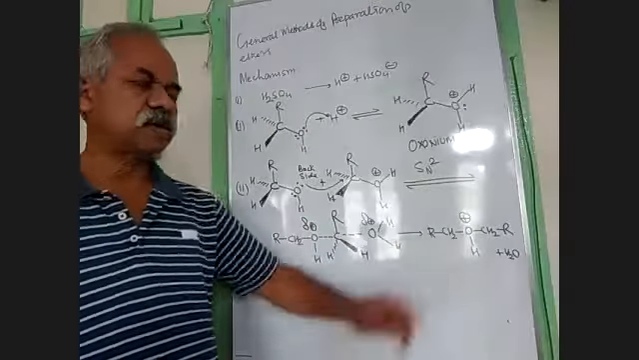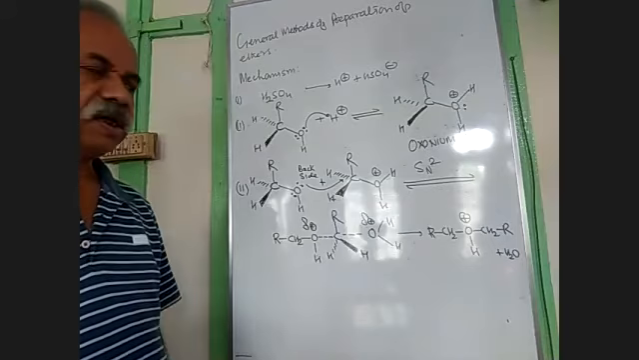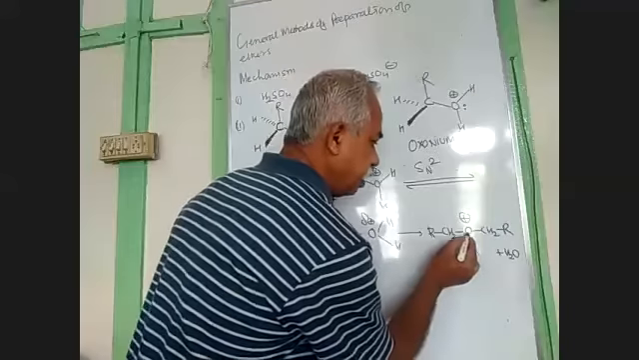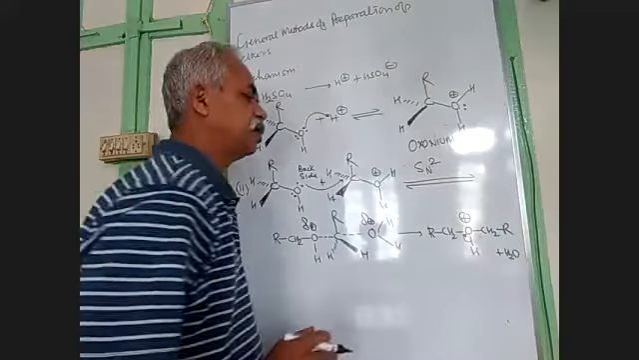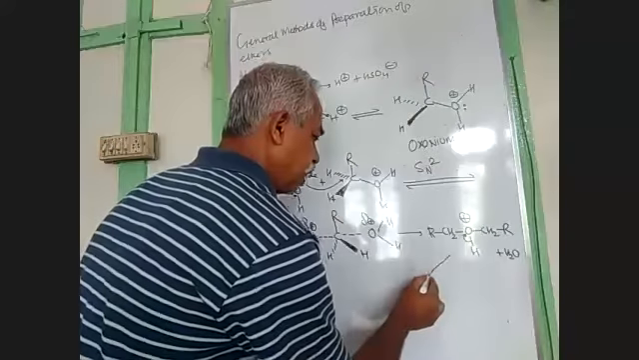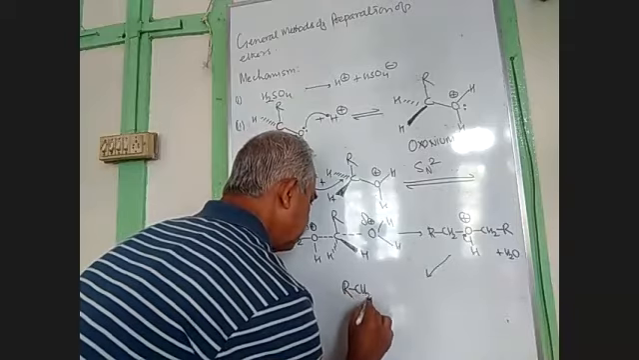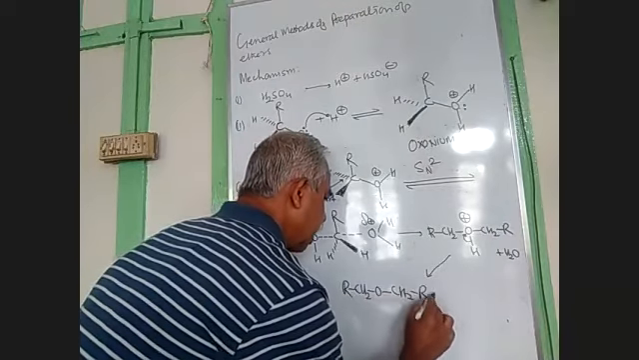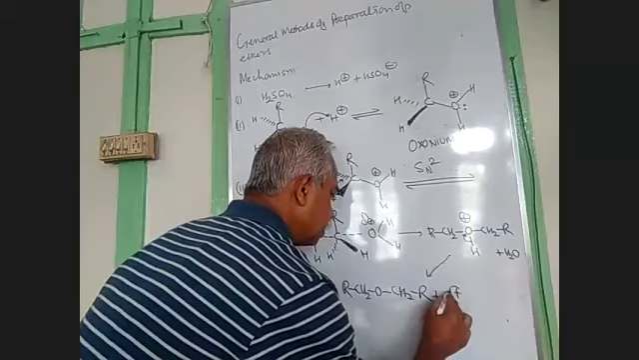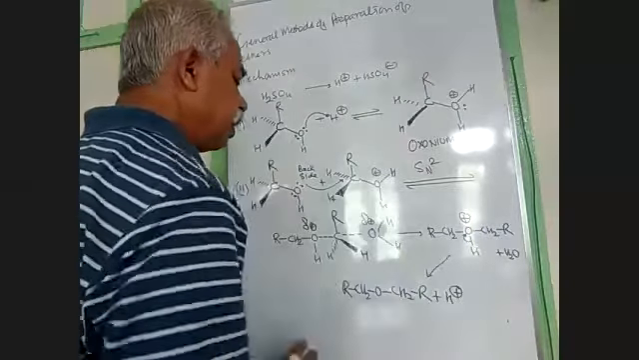So it forms another oxonium ion. We know the valency of oxygen is not stable at 3. So ultimately what is going to happen? This oxygen-hydrogen bond will break and hydrogen will go out as H+. So what do you get here? You get RCH2OCH2R and H+. This H+ will again combine with the alcohol, because of that it is being used as a catalyst.